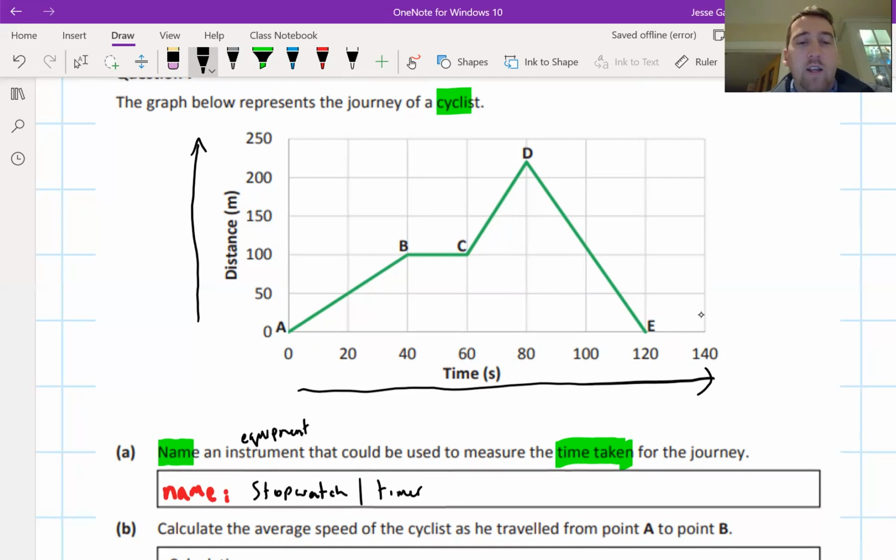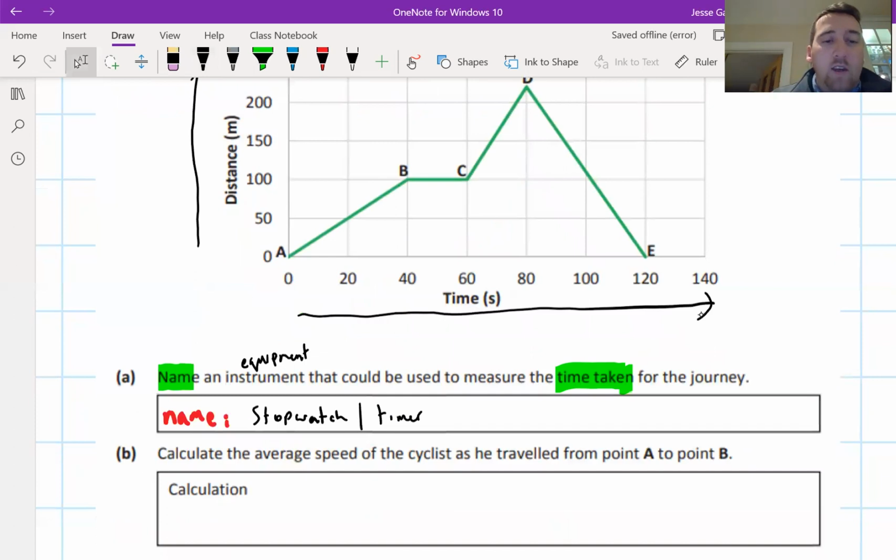Next one says to calculate the average speed. So calculate, we're going to have to do a little calculation, the average speed of a cyclist as he traveled from point A to point B. So we just want to know from here to here, what is the speed of the cyclist. Now, what do we know already? We know the distance that he traveled and we know the time.